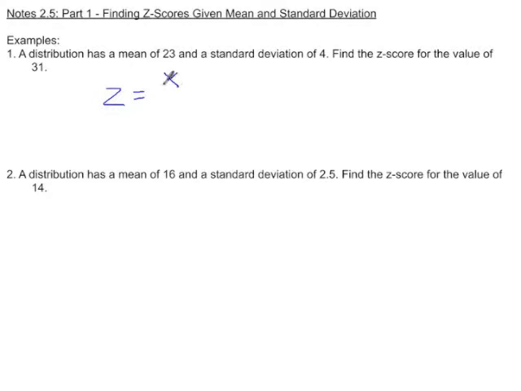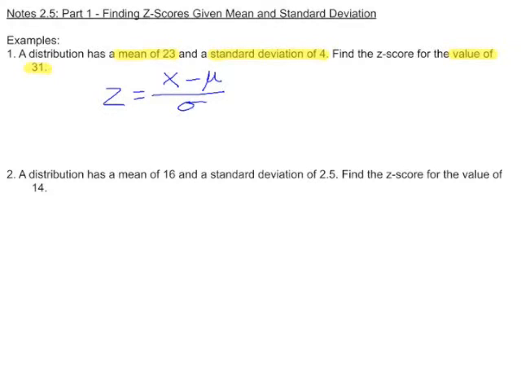Z equals the data value minus the mean, all divided by the standard deviation. Within the problem, let's highlight the key information. A distribution has a mean of 23 and a standard deviation of 4. We want to find the z-score for the value of 31.